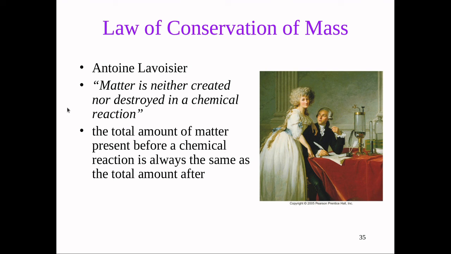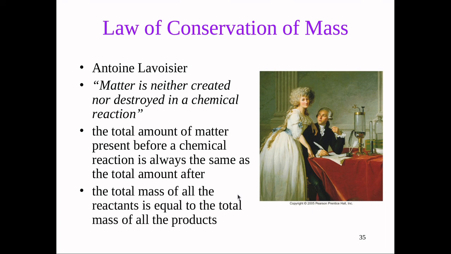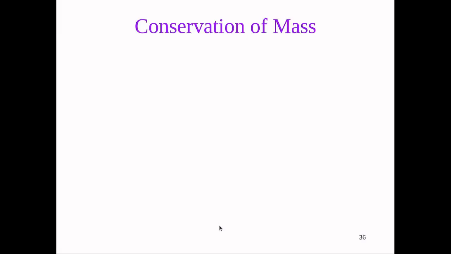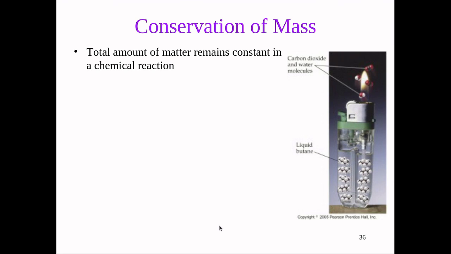So this is the consequence of what he's saying here, that we're going to basically have the same amount of mass before and after a chemical reaction. The total mass of all the reactants, the stuff we started with, is going to be equal to the total mass of all the products. So the total amount of matter remains constant in a chemical reaction. So in the end of this process, we're going to have just as much mass of carbon dioxide and water molecules as we did butane molecules going in.